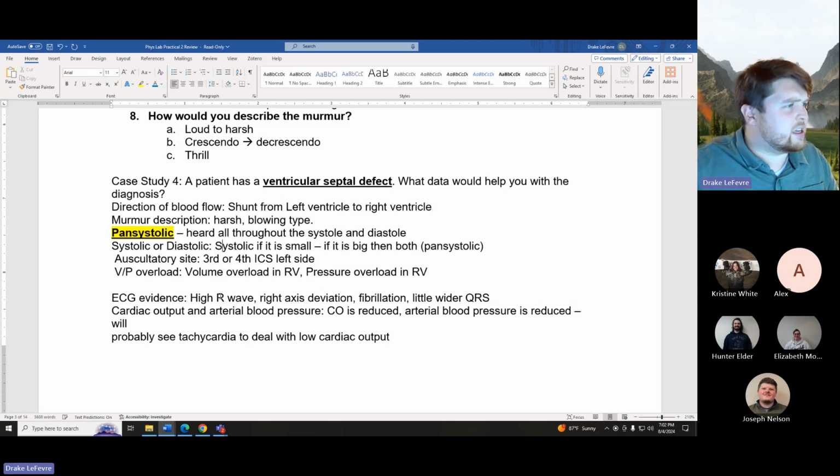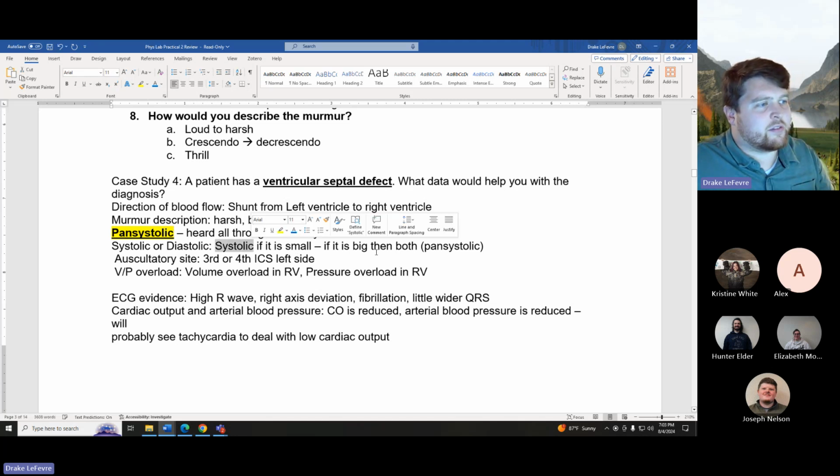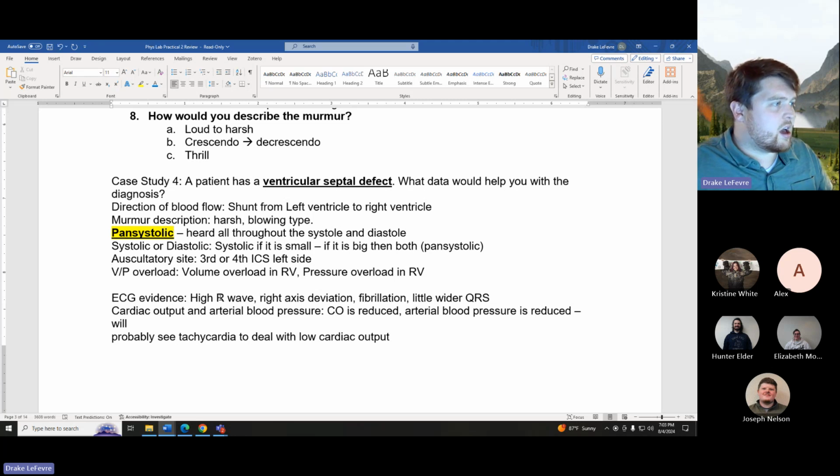I don't know if he went into this much detail, but along that same note, technically, if it's a really small one, you'll only hear it in systole. But if it's big, it's pansystolic. Most of the time, they ask about pansystolic because it's the more fun word. The auscultatory site, third or fourth intercostal space on the left side. The third space is again that Erb's point.